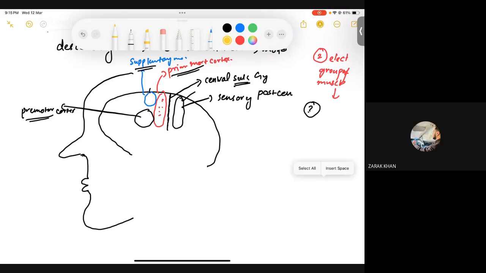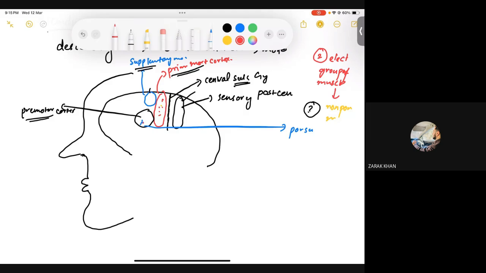Non-purposeful. Perfect. It would be non-purposeful movement, right? Only a group of muscles is going to move. For example, let's suppose I electrically stimulate a certain area within the primary motor cortex. What happens? Let's suppose only my fingers would move, right? But if I'm electrically stimulating a certain area within the premotor cortex, we'll be seeing movement, but that would be purposeful movement. Is that clear?